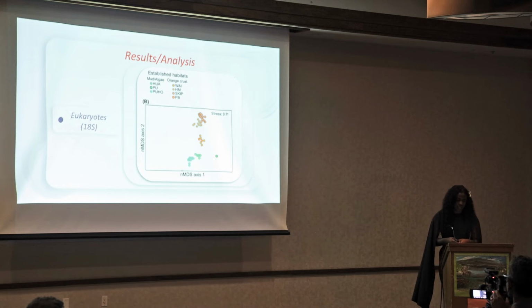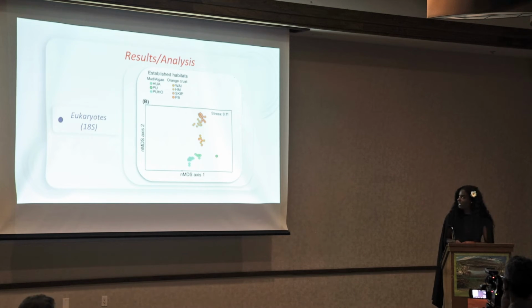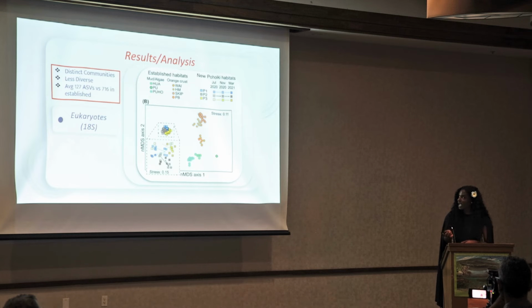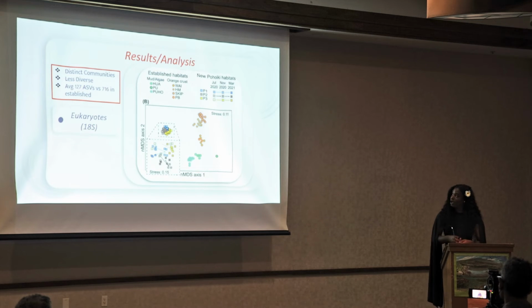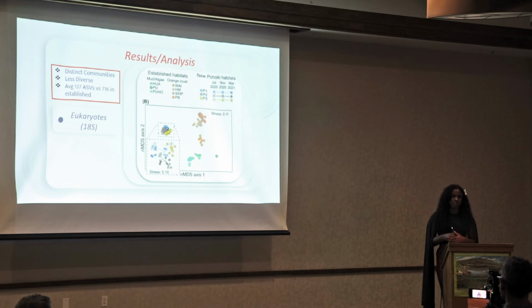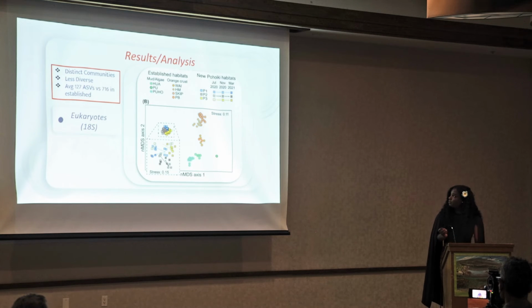Okay, and secondly, we looked at the eukaryotic composition. Again, you can see that the orange crust communities and the mud algae communities tend to cluster towards each other. But when you looked at the new ponds, for one, they had significantly less diversity. There's nearly 7 times as many types of species within the established ponds than compared to the new ponds. They also seem to be very distinct communities, even between ponds. As you can see, they're clustering away from each other.